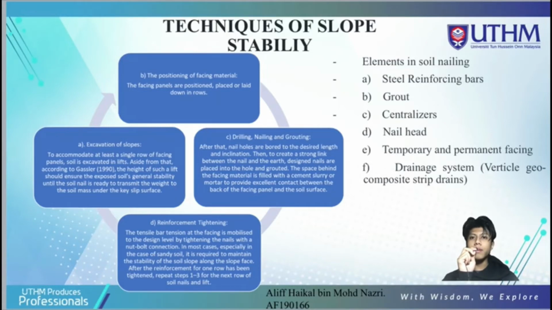There are various elements in soil nailing, which are steel reinforcement bar, grout, centralizer, nail head, temporary and permanent facing, and drainage system, which is vertical geocomposite strip drains.